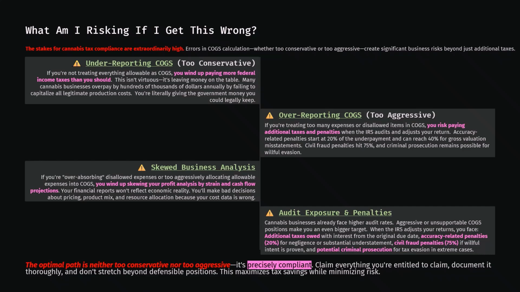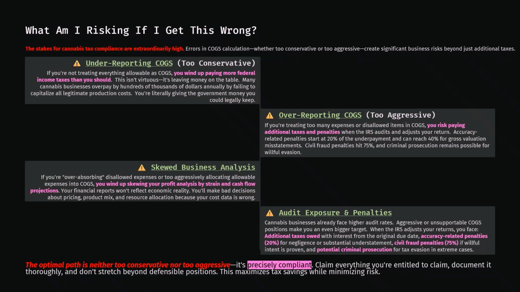And it doesn't stop there, what I call garbage in, garbage out. If your cost allocations are off, where you're perhaps mixing allowed and disallowed expenses, you're also messing up your internal numbers. You're skewing your profit analysis by strain or SKU. Your cash flow projections are inaccurate. Your pricing decisions are based on bad data. Really, in other words, your books might look good on paper, but they're telling you the wrong story.